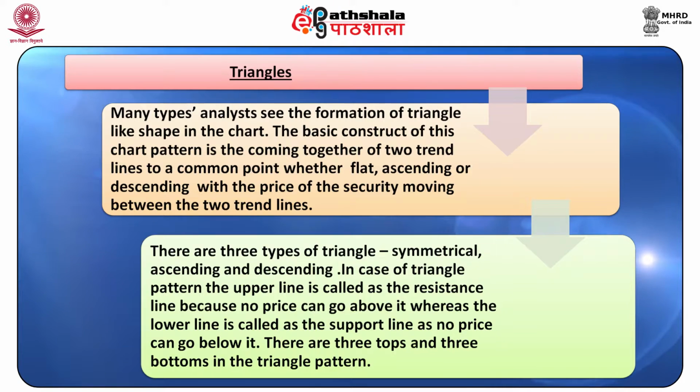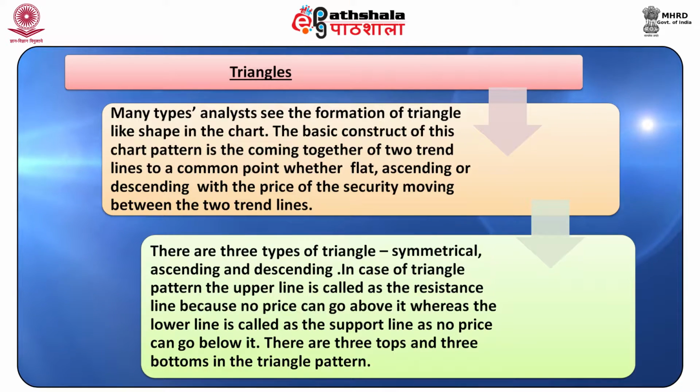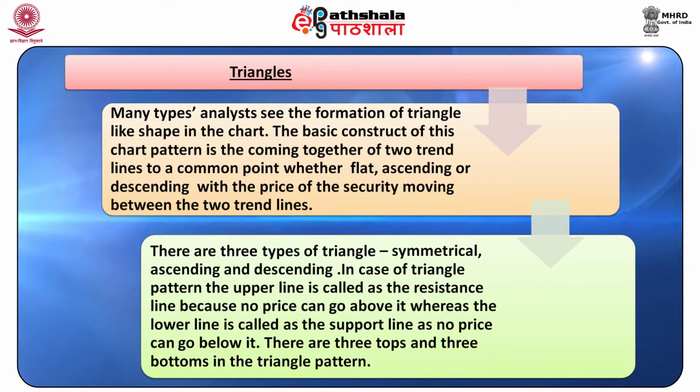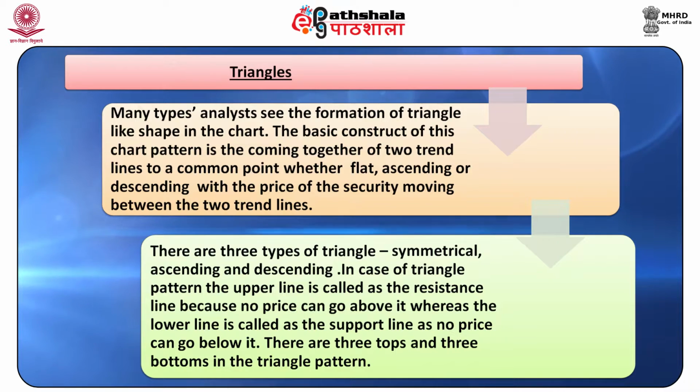In case of triangle pattern, the upper line is called as the resistance line because no price can go above it, whereas the lower line is called as the support line as no price can go below it. There are three tops and three bottoms in the triangle pattern.